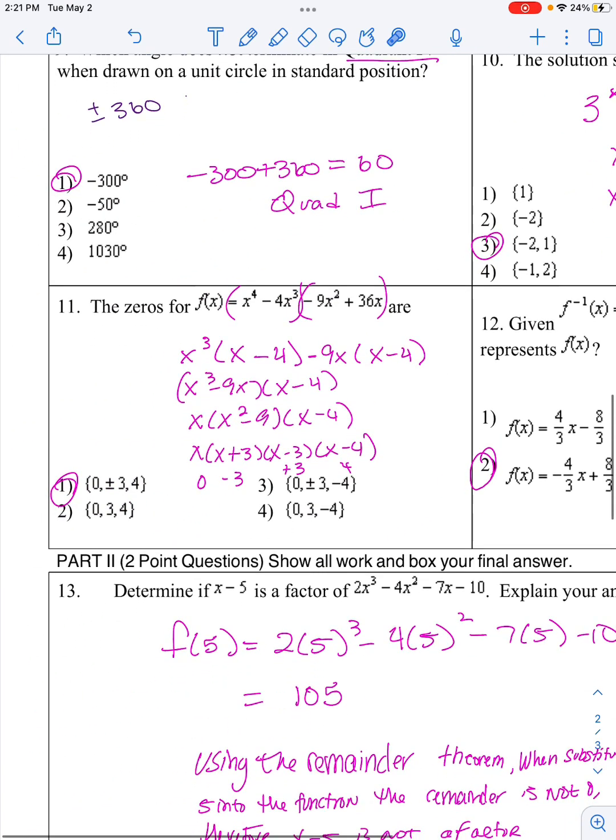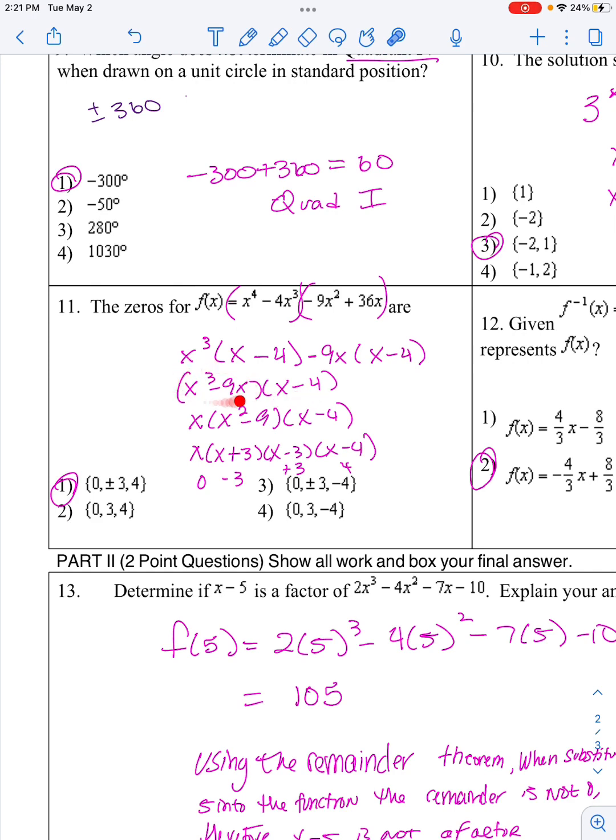All right, now we have factoring by grouping. So I group the first 2, group the last 2. GCF of the first is x cubed. We're left with x minus 4. GCF of the second is 9x. We're left with x minus 4. Bring down what we have left, so x cubed minus 9x, and then inside the parentheses, x minus 4.